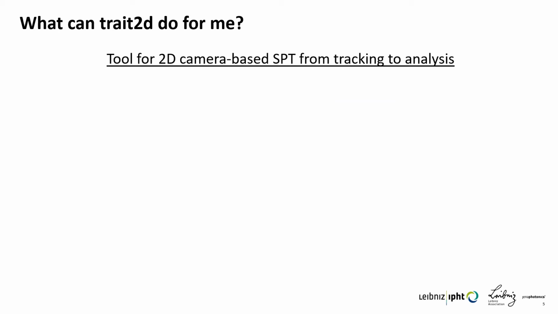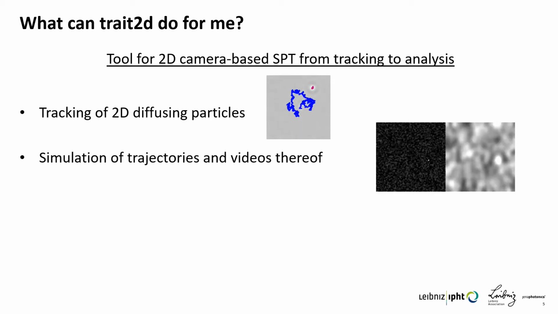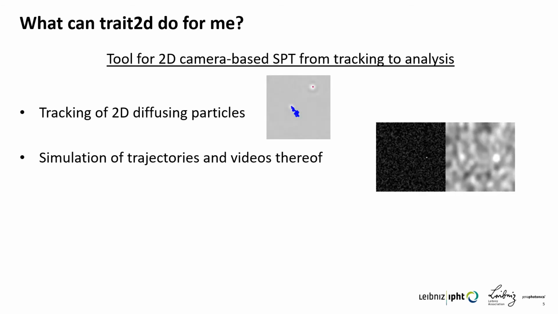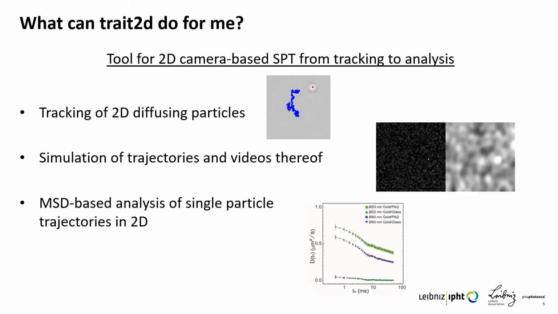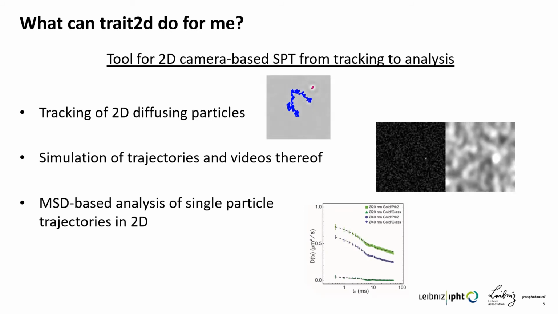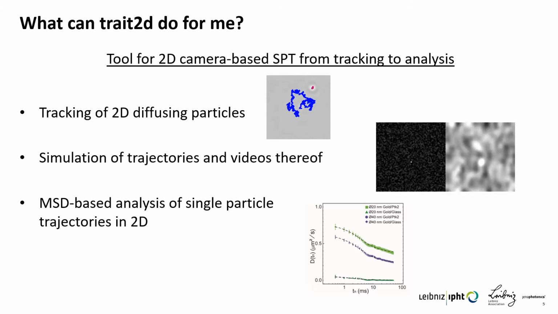So in essence, what can TRAIT2D do for you? Well, TRAIT2D can perform the tracking of 2D diffusing particles from a TIFF stack. It can simulate trajectories and produce simulated videos of these trajectories. And finally, it can perform mean-square displacement-based analysis of single particle trajectories in 2 dimensions.